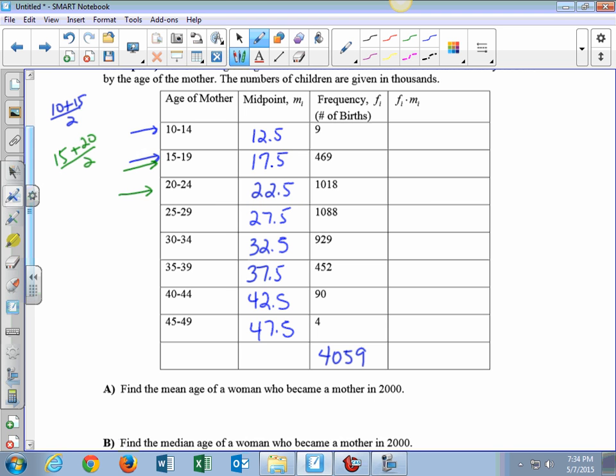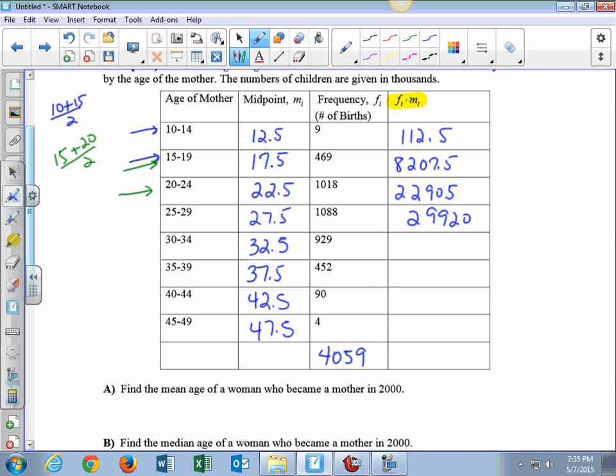The next thing I'm going to do is fill in my frequency times my midpoint. So I'm going to be taking 12.5 times 9. So multiplying these first two columns together, I get 112.5. Multiplying the first two columns together for the 15 through 19 age group would be 8,207.5. And then I get 22,905 for the next one.